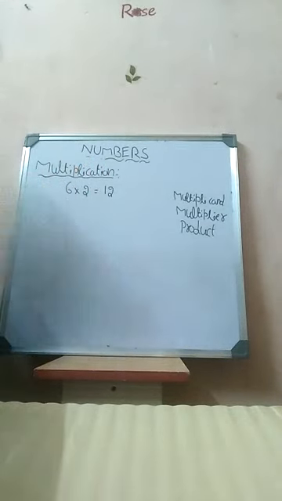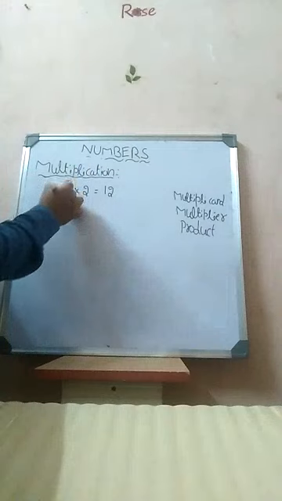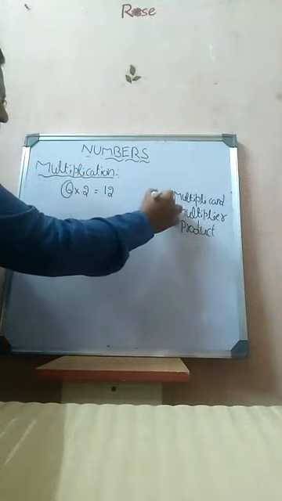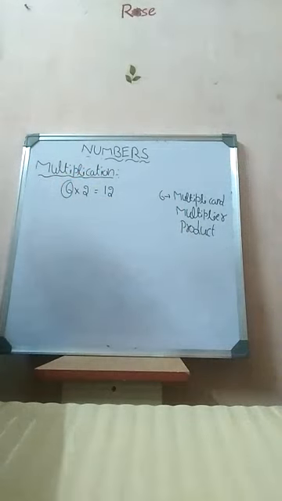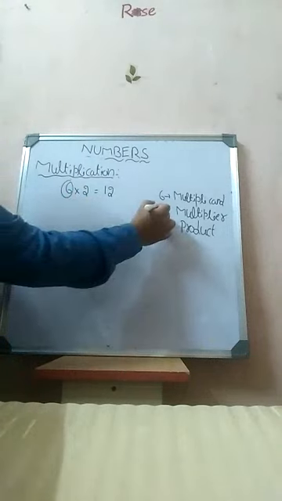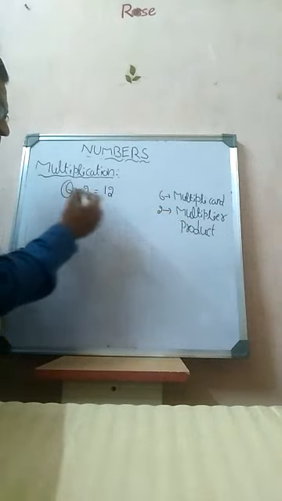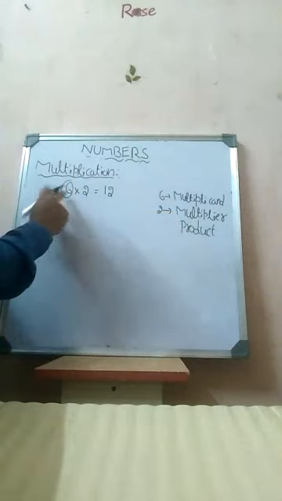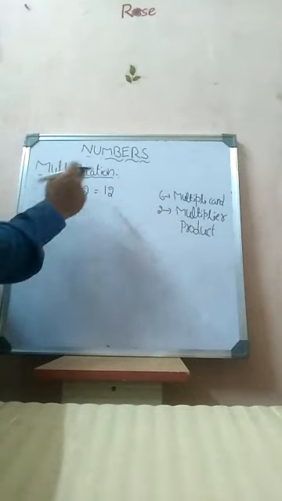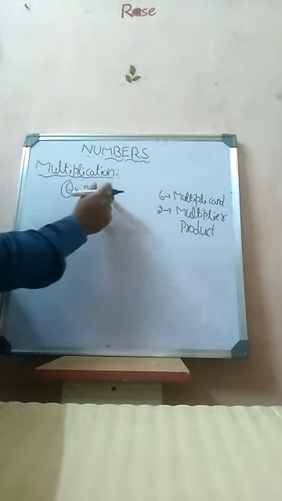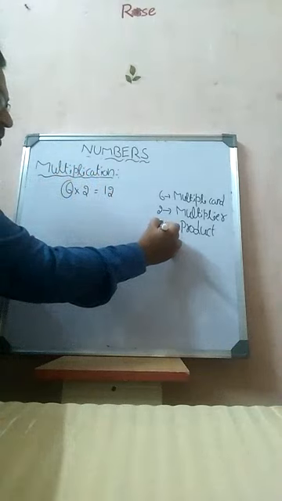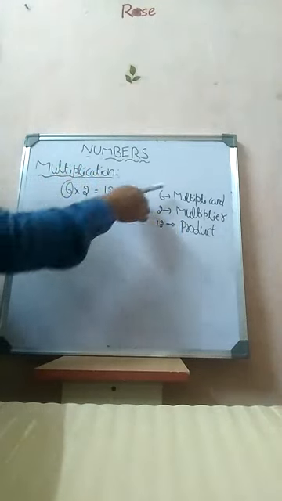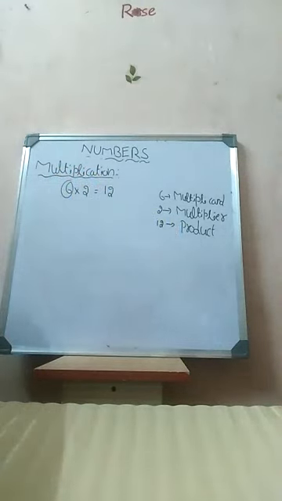So in this multiplication, 6 is called multiplicand, 2 is called multiplier. Look, it is multiplying 6, that's why it is multiplier. And what result we get after multiplication? It is product. So three names we have to remember: multiplicand, multiplier, and product.